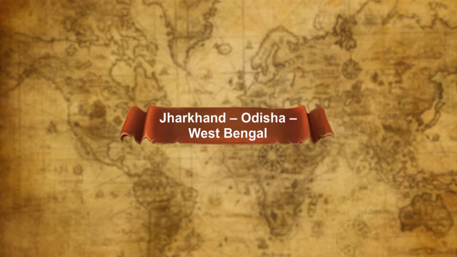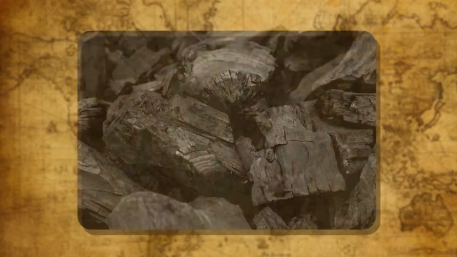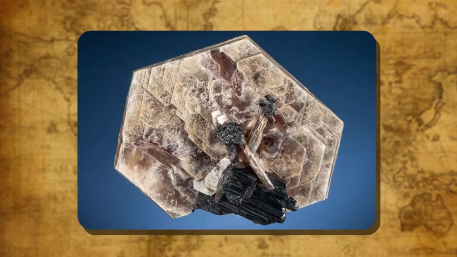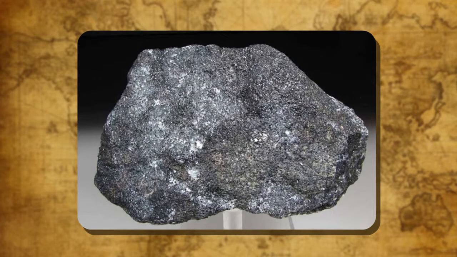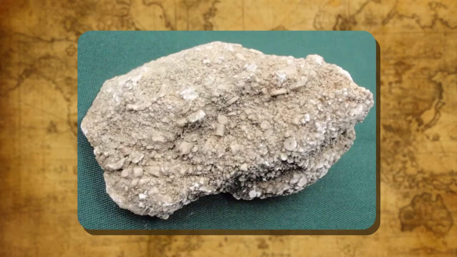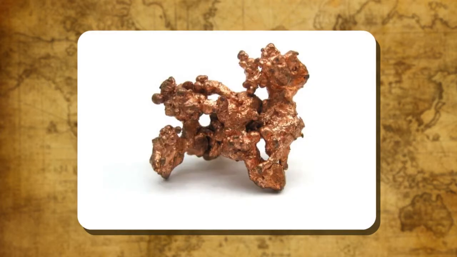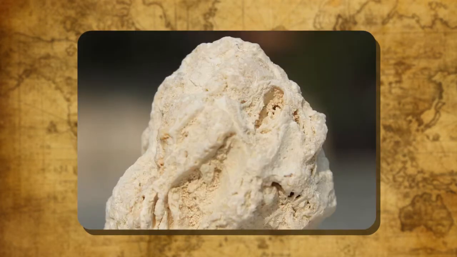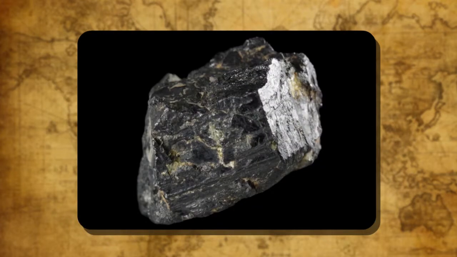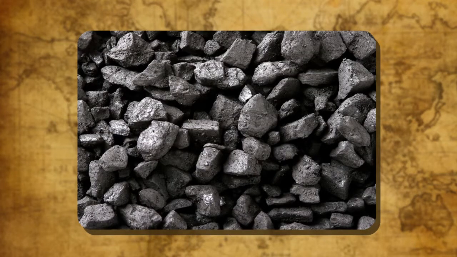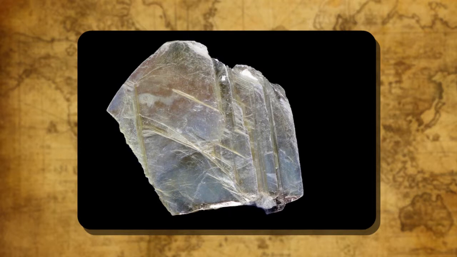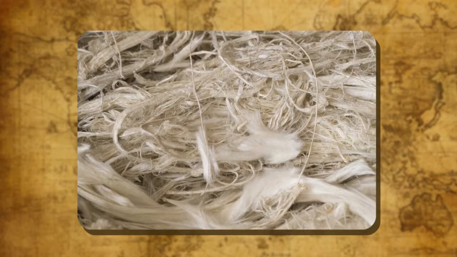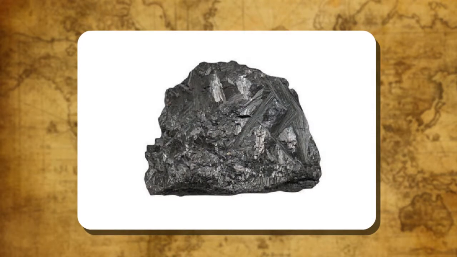Jharkhand, Odisha, West Bengal: In this belt, coal, mica, asbestos, chromite, bauxite, phosphate, manganese, copper, iron and limestones are mainly found. 93% iron, 84% coal, 70% mica, 45% asbestos, 10% manganese of India is found in this belt.